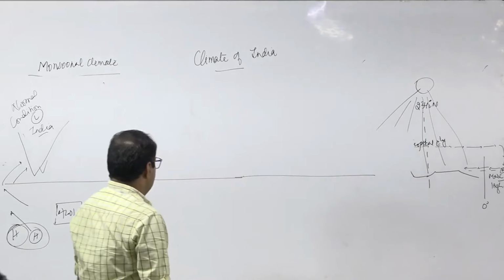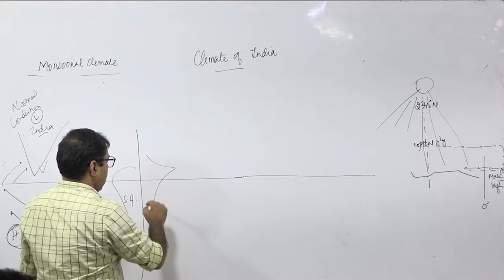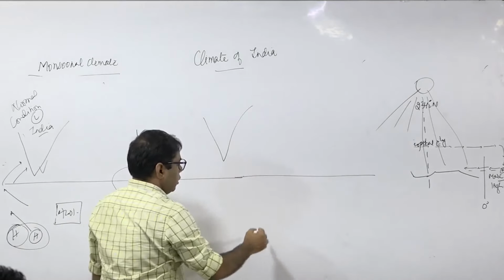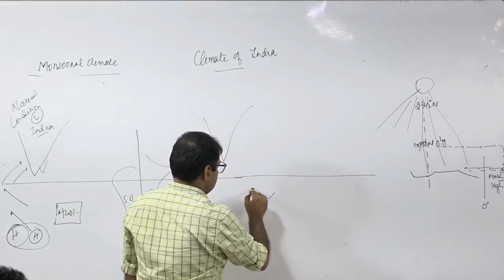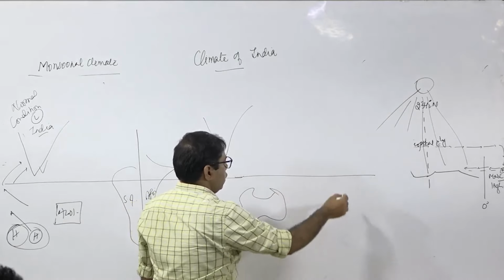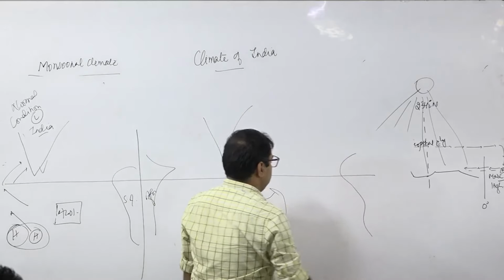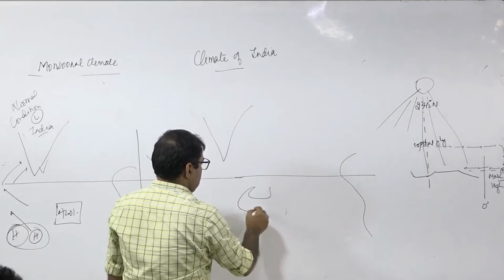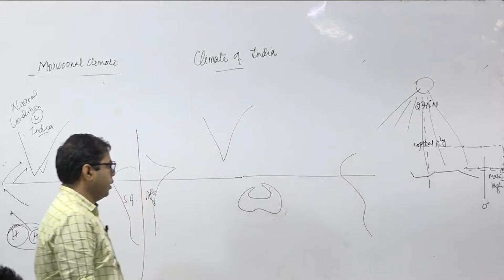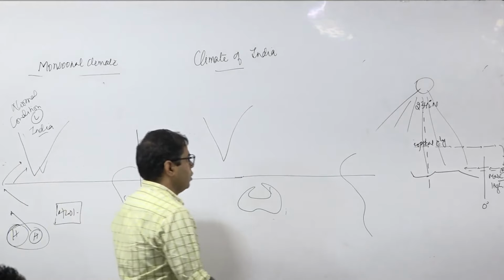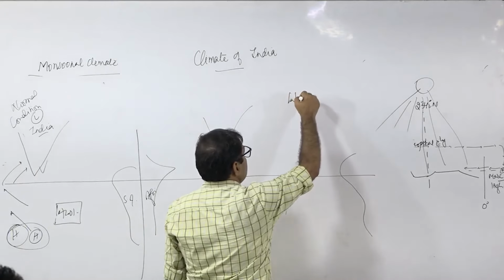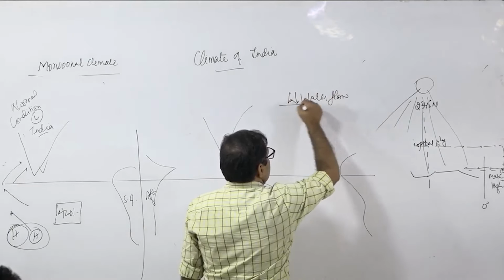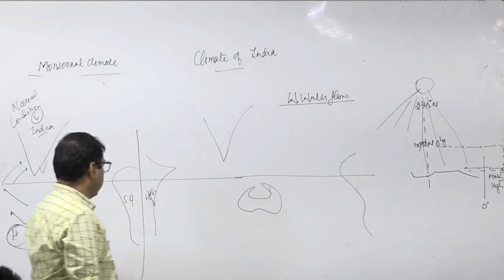Here is Africa, this is India, I am making small rough maps, Australia and South America. Right. El Nino is the warm water flow which originates. Normal condition mein what happens?